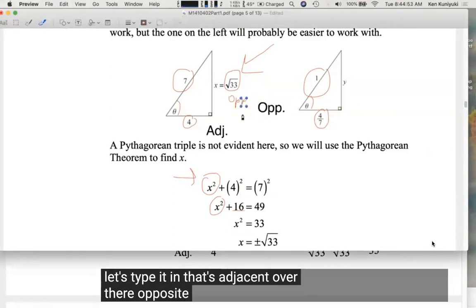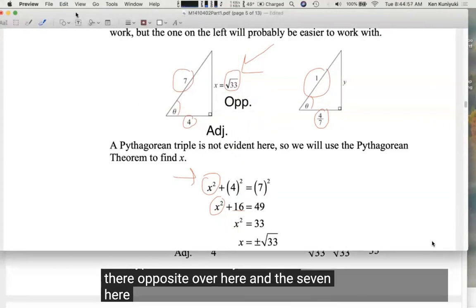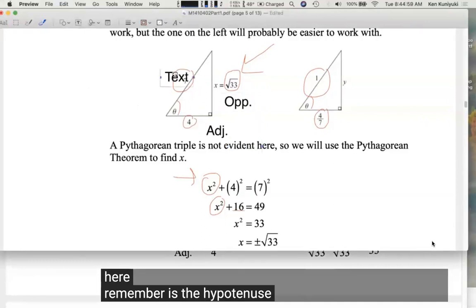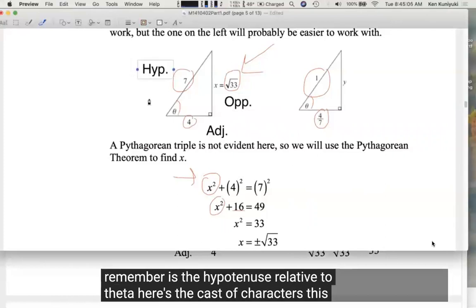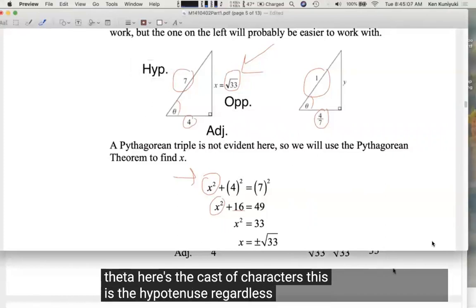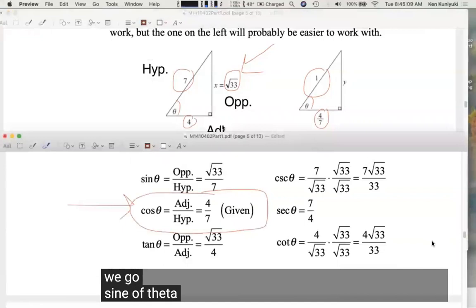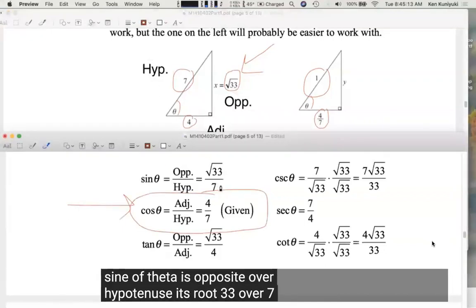Opposite over here. And the 7 here, remember, is the hypotenuse. Relative to theta, here's the cast of characters. This is the hypotenuse regardless. Okay, here we go. Sine of theta is opposite over hypotenuse. It's root 33 over 7, and that's simplified.